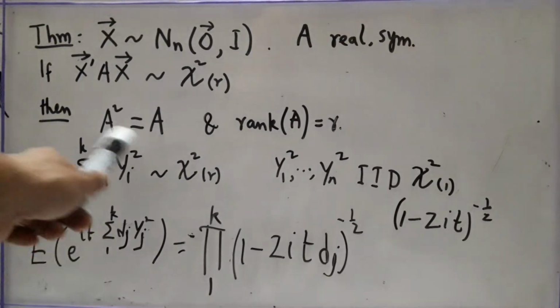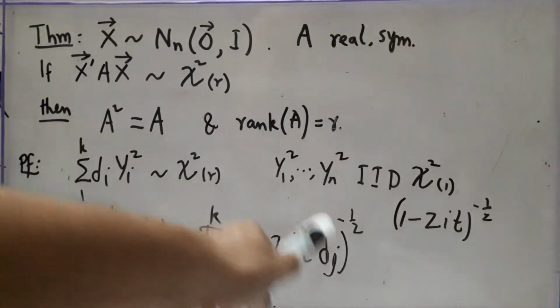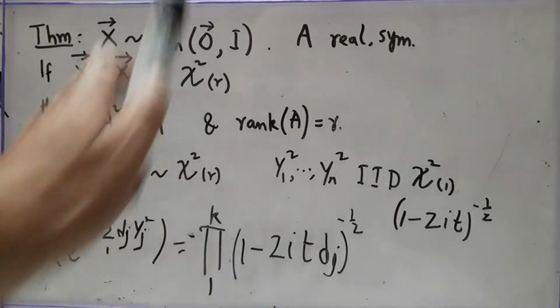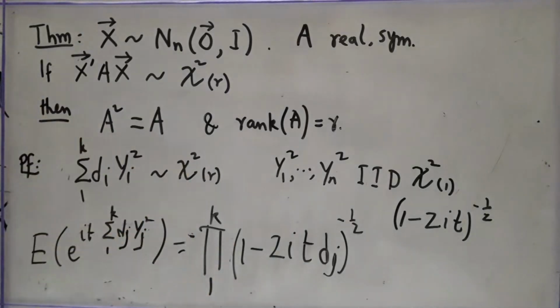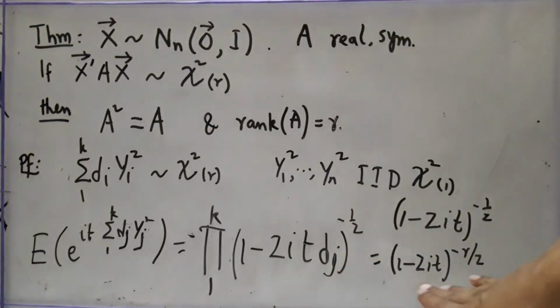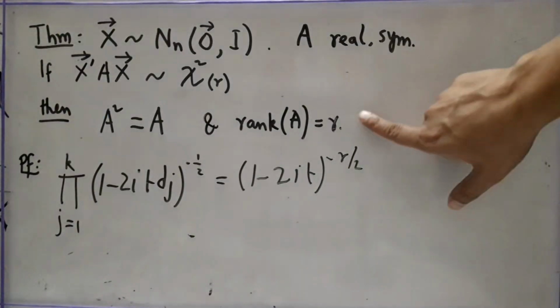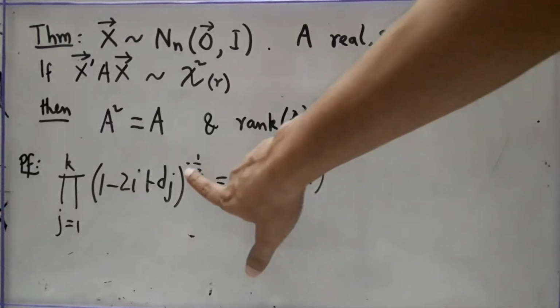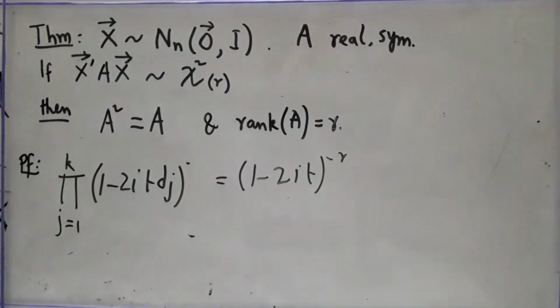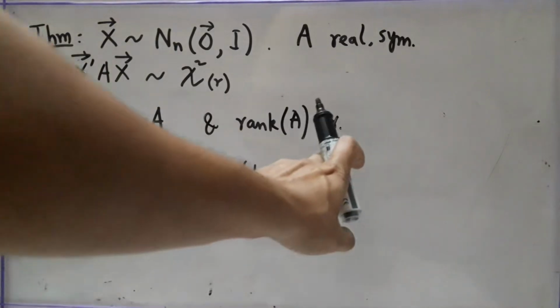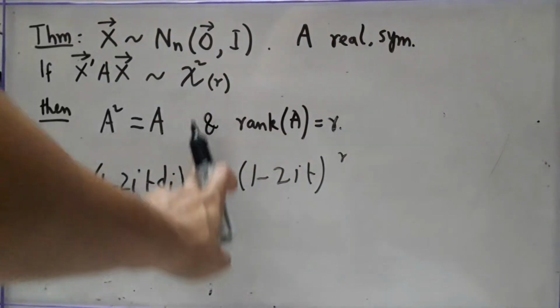Now this is supposed to have chi-square r distribution, so this characteristic function should match with the characteristic function of chi-square r, and that is (1 minus 2it) to the power minus r by 2. So we are getting this equality. I will just square both sides to get rid of that half. Well, take reciprocal of both sides, so make it r and make it 1.